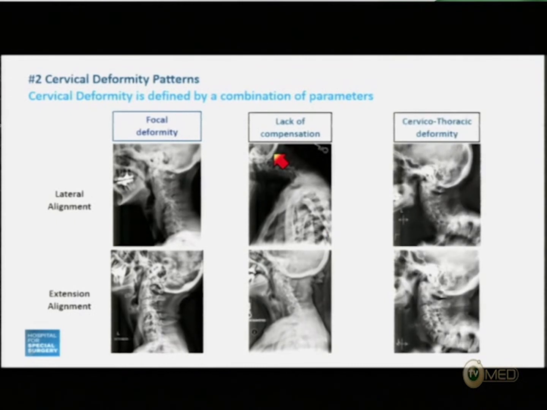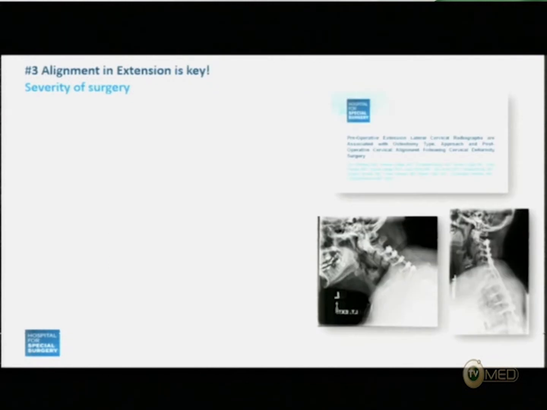And the last group, which is a growing group, is the cervicothoracic deformity. So it's typically the patient that had a long fusion, maybe to T2, T4, and developed a severe PJK. Now you have a big T1 slope. The patient hyperextends the neck, but it's not sufficient because the deformity is so big that they cannot compensate. And those are the three patterns that we think define cervical deformity.